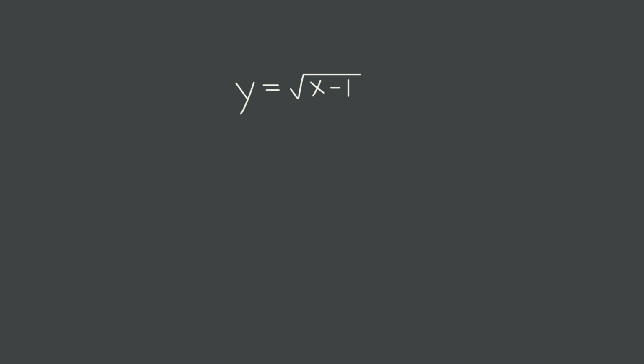It can sometimes be helpful to solve the equation of a function for x in terms of y. So let's say we're given y equals root x minus 1. Well, we could solve this for x by first squaring both sides. So we get y squared on the left, squaring the right side takes away the square root. And then if we add 1 to both sides, we get x equals y squared plus 1. We've solved this for x in terms of y. Now here's why this can be helpful.